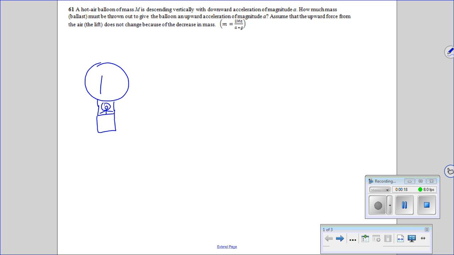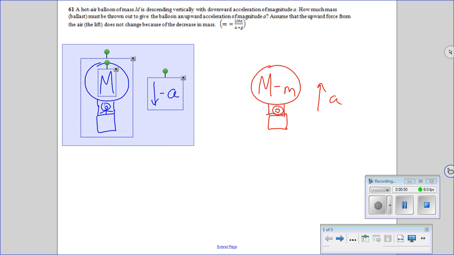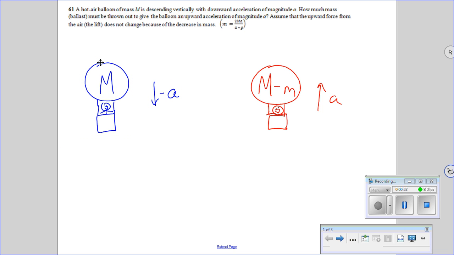So the balloon has a mass of capital M, and it's descending downward with an acceleration of a. I'm going to go ahead and make that negative to indicate the downward direction. All right, and so then the question is, if we're going to throw mass out of this thing, how much mass, lowercase m, do we need to throw out to give the balloon an acceleration upwards of positive a? Okay? So that's kind of the idea there. So let's take a look.